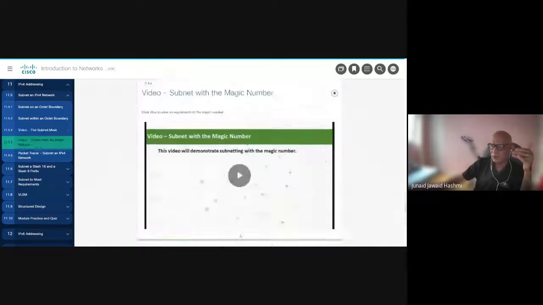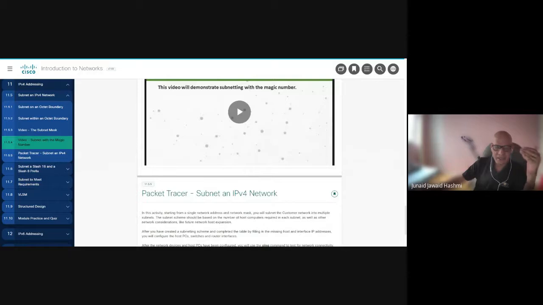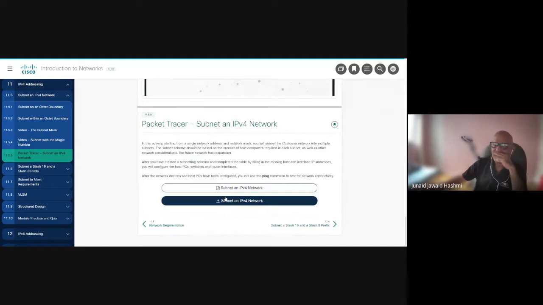Okay, so again, the idea in subnetting is to borrow the bit from the host portion and add it to the network. Okay. And here's the thing.